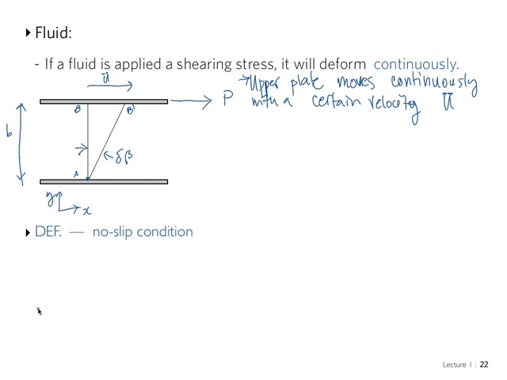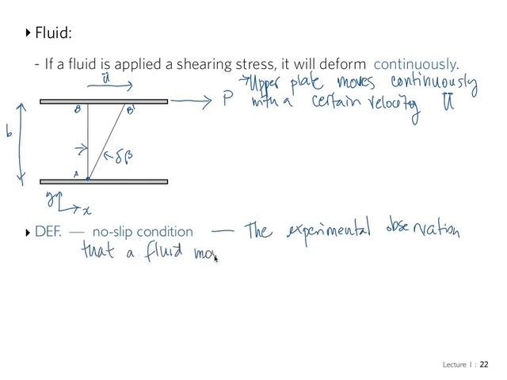What happens in between? To know what happens in between, we consider this experimental fact, which is called the no-slip condition. The no-slip condition is the experimental observation that a fluid moves with the solid boundaries.